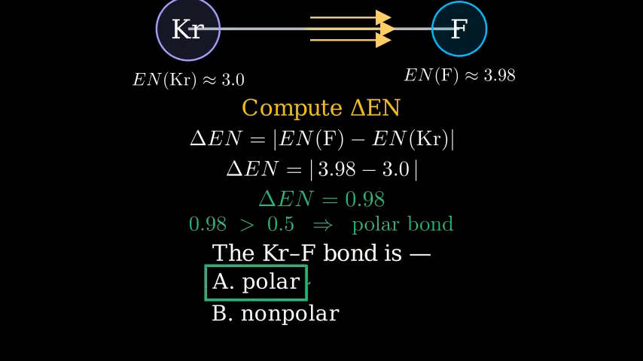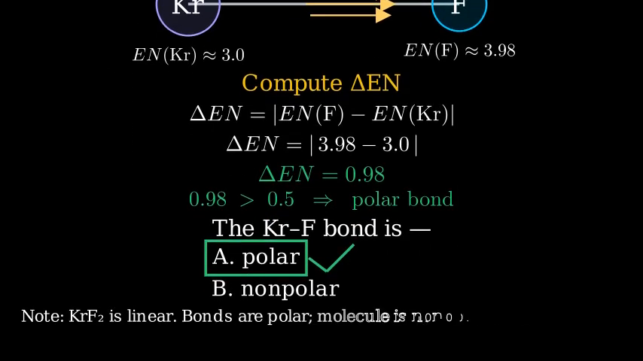We will highlight option A now. One extra note: krypton difluoride is a real compound with two Kr-F bonds in a linear shape. Each Kr-F bond is polar, but the molecule overall is nonpolar because the two bond dipoles cancel.